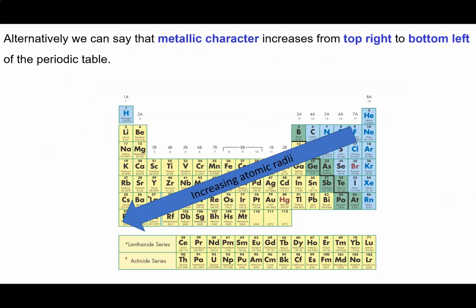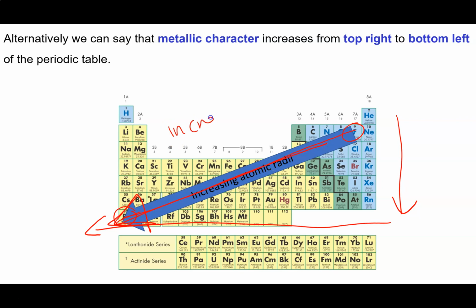So how does atomic radius increase? It increases as we go down, and it increases as we move to the left on the periodic table. So again, it goes from fluorine down to francium, F to F, but it's going in this direction. So we have increasing atomic radii, and we also have increasing metallic character. Okay, there we are. And physical and chemical properties of elements are in general going to increase or decrease along this diagonal line.